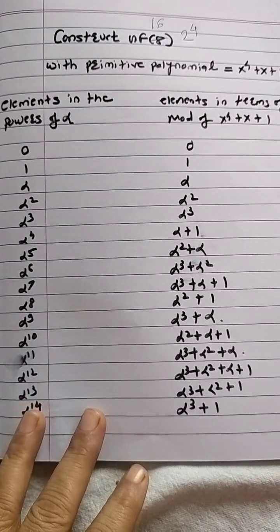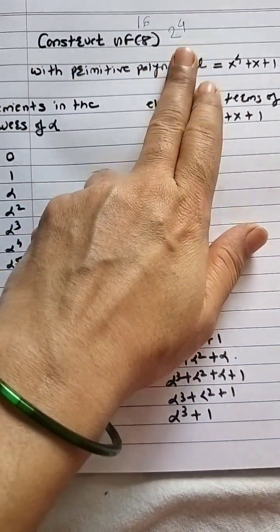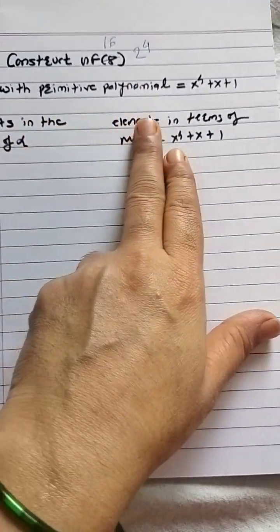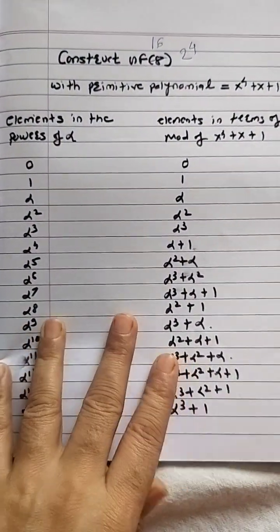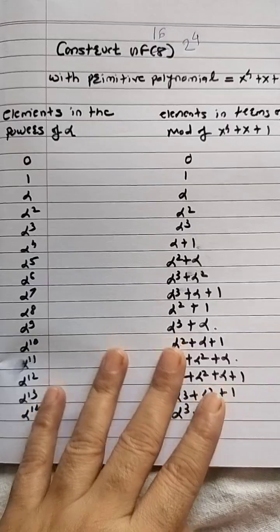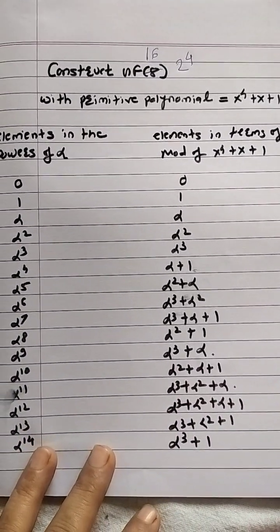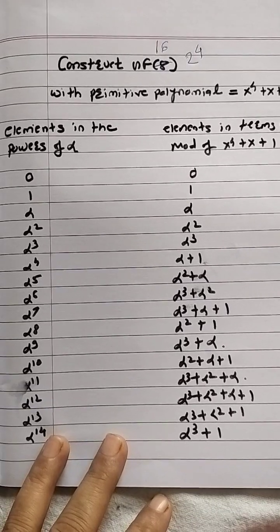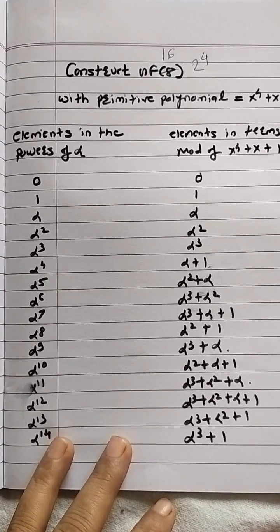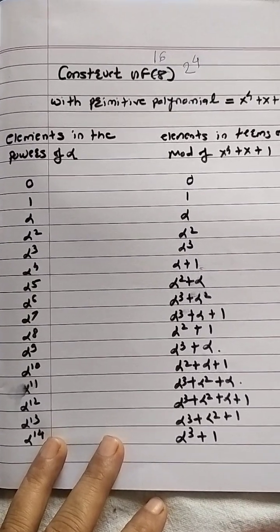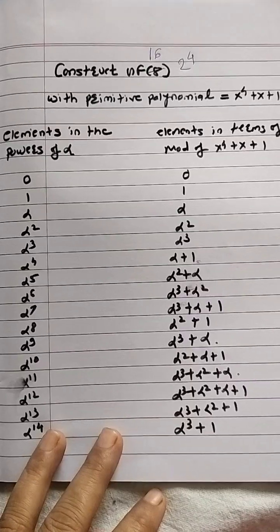Let us obtain the elements of Galois field 16, or 2 raised to 4, with primitive polynomial x raised to 4 plus x plus 1. Such problems we have already solved in previous videos, so we will not go into detail in this video. You can first see those videos on how to obtain the extension field elements when the primitive polynomial is given.